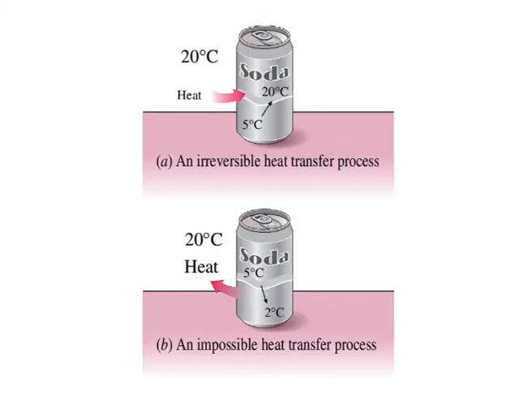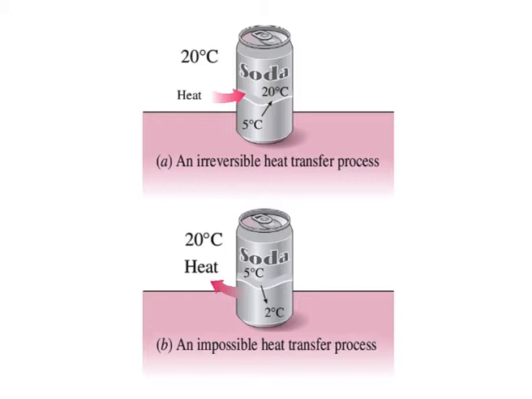A third form of irreversibility familiar to us all is heat transfer through a finite temperature difference. Consider a can of cold soda left in a warm room. Heat is transferred from the warmer room air to the cooler soda. The only way this process can be reversed and the soda restored to its original temperature is to provide refrigeration, which requires some work input.